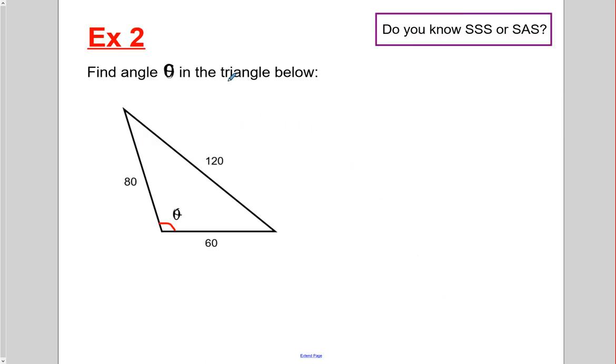So here's our second example. We're going to find the angle in this triangle. So I'd like you, please, to write in the chat, but don't hit enter. Is this side, side, side? Or is this side angle side? What do you think? Let's take your best guess. It's okay to be wrong. It's not okay to not take your best guess. So what do you think? Side, side, side, or side angle side? Type it into the chat and I'll let you know in a moment to hit enter.